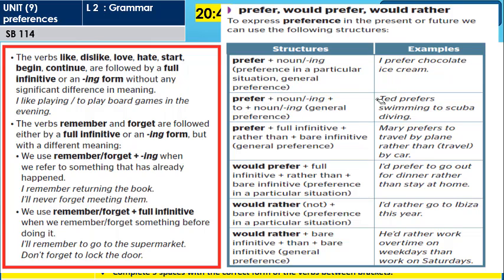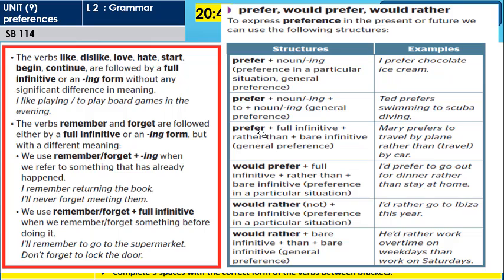Prefer also can be used with to plus a noun or an ing form to express a general preference. Ted prefers swimming to scuba diving. So again, prefer followed by an ing form, followed by to and a second ing form. Here we are talking about general preference. Radhi prefers eating pizza to eating pasta.